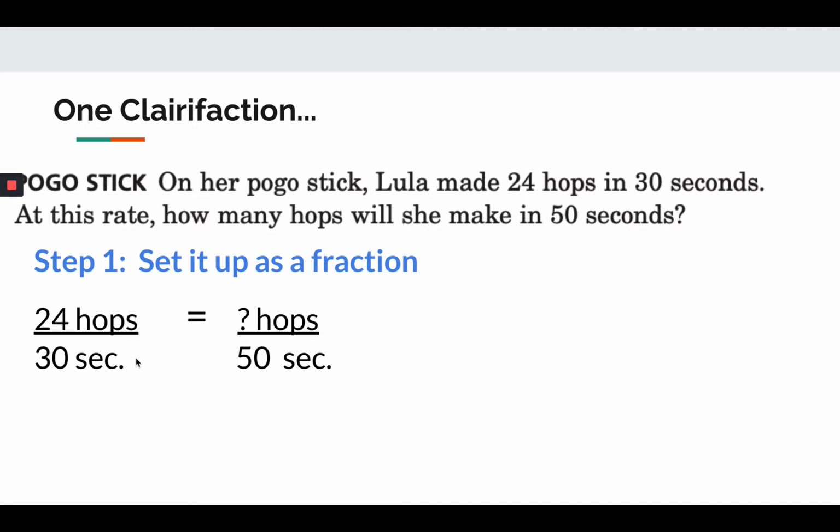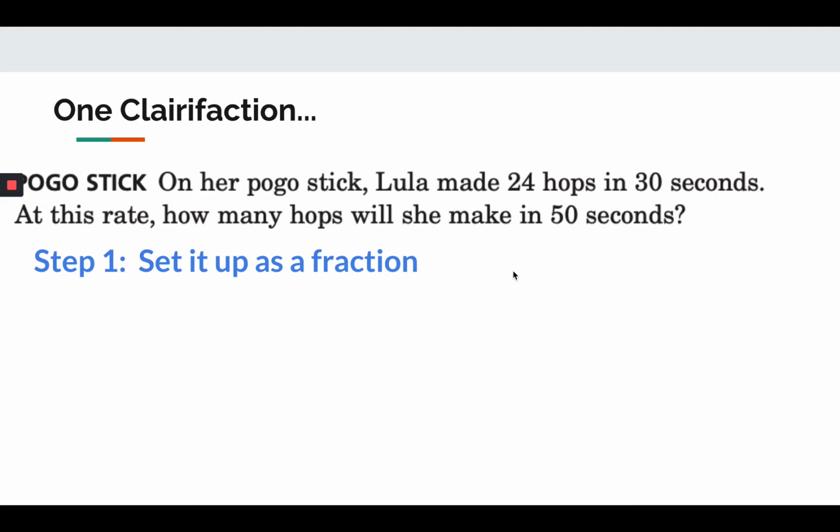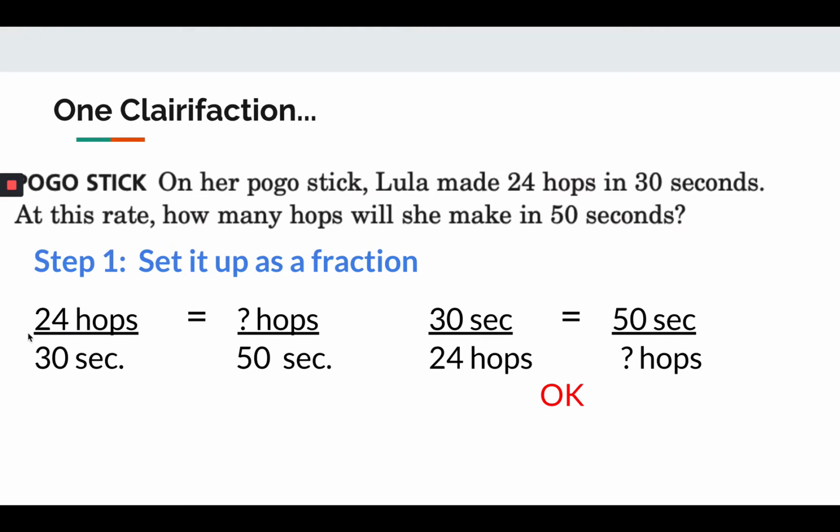You can put hops over seconds, or you can put seconds on top of hops. It doesn't matter. This is okay too. When you set it up, the thing that's really important is you have to be consistent. You've got to look at the labels on your numbers. If you put hops on top, you got to do it on both sides. If you put seconds on top, you got to do it on both sides. So what you can't do is something like this. Hopefully you see what's wrong with this, but you can't have hops over seconds and seconds over hops. It's got to be just consistent.